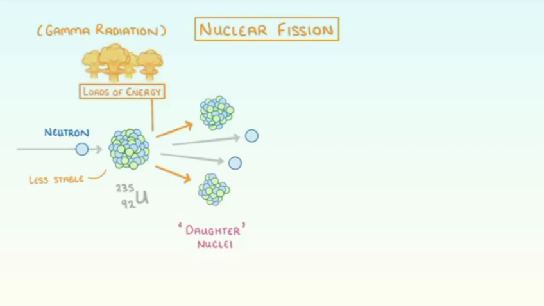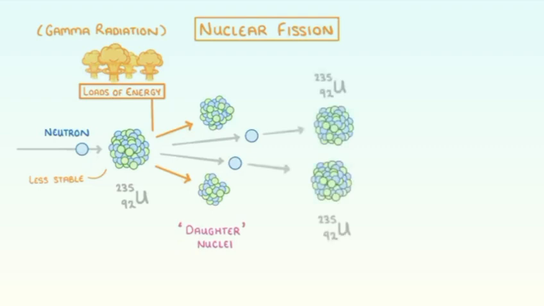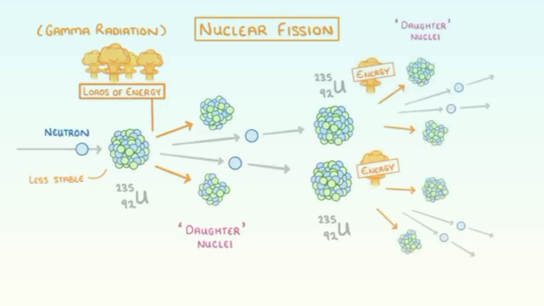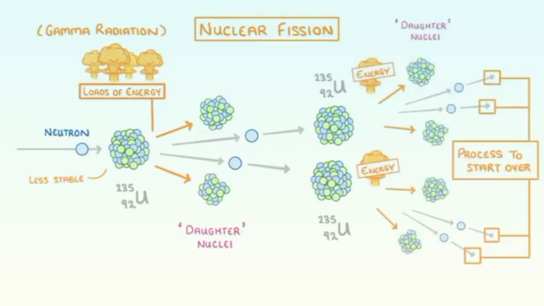Each of the neutrons can then go on to repeat the process all over again with another uranium nucleus. And so more daughter nuclei, energy, and neutrons will be released, which again allows the process to start over.